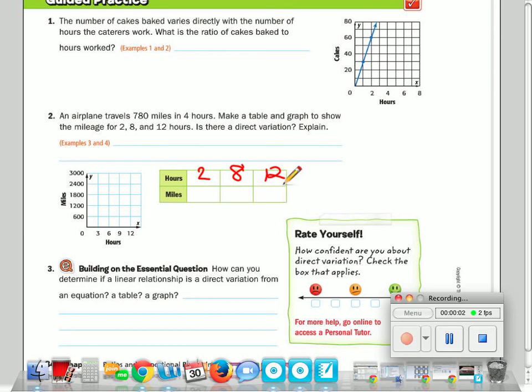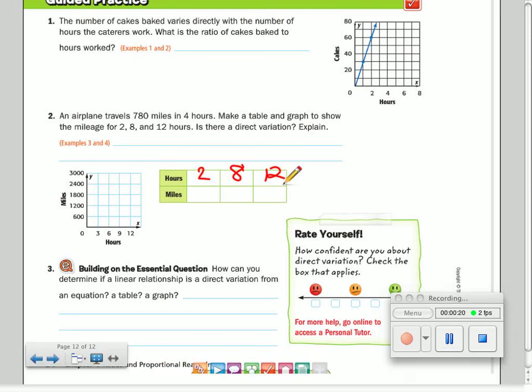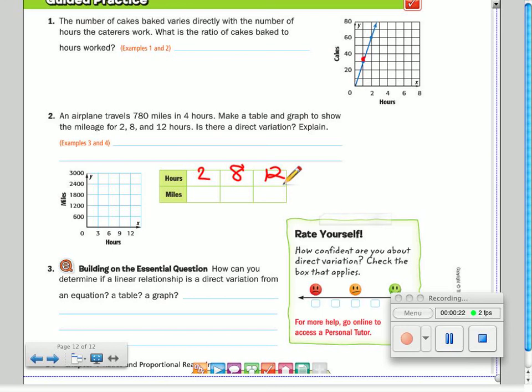All right, so again, number 1 says the number of cakes baked varies directly with the number of hours the caterers work. What is the ratio of cakes baked to the hours worked? There are quite a few different ways you could solve it, but probably the easiest would be to look at this spot right here, and then decide how many cakes in this 1 hour were baked. So who can tell me?